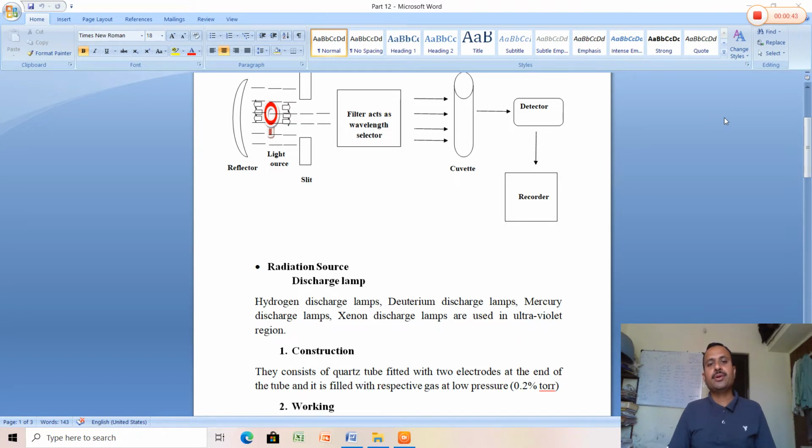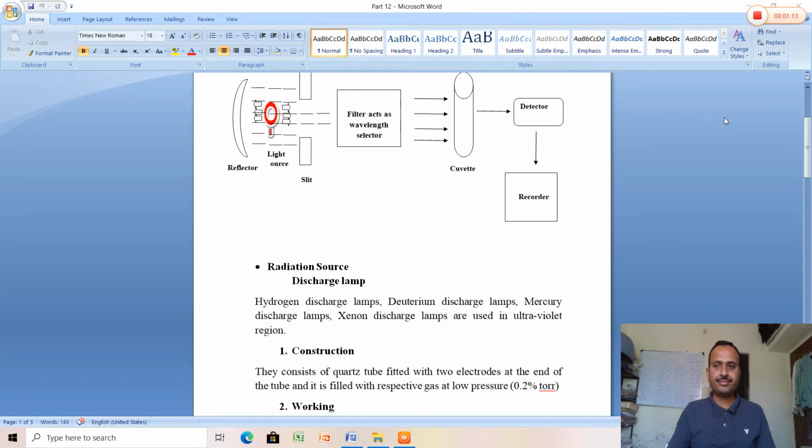Now, as a radiation source in any type of photometry, discharge lamps are employed. There are some advantages of discharge lamps also. These are the hydrogen discharge lamp, deuterium discharge lamp, mercury discharge lamp, and xenon discharge lamp. These are the lamps used in any type of photometry in the UV-visible region, especially the ultraviolet region.